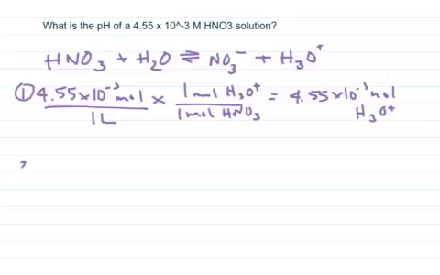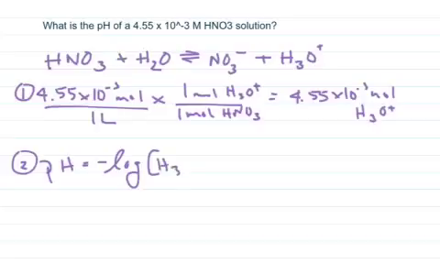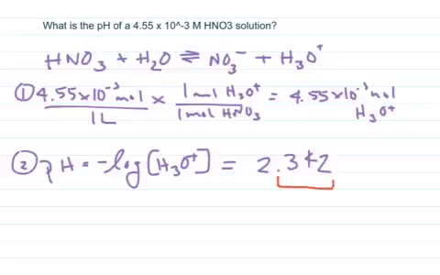The second part is now we're going to find the pH using the negative log of hydronium. We're going to plug that in, and we're going to get 2.342. Now why have 3 significant figures after the decimal point in the pH? Because we had 3 significant figures as a full number for the molarity.